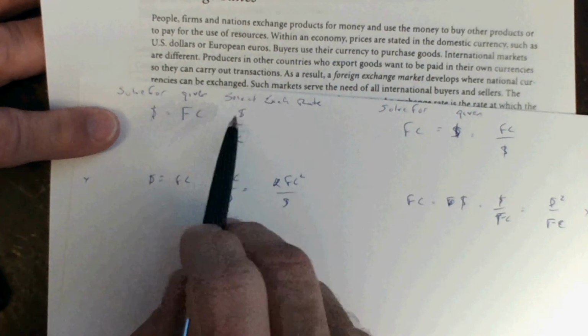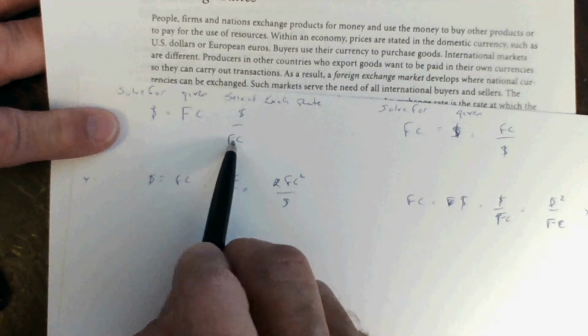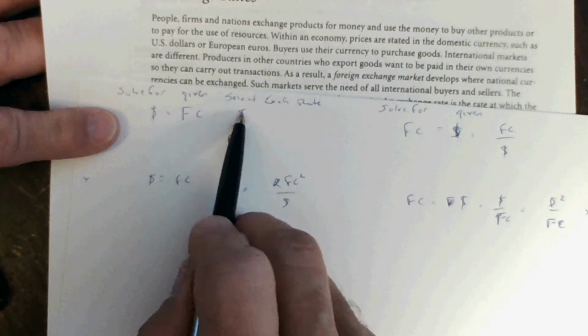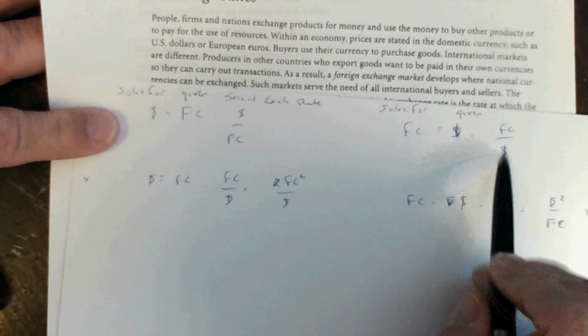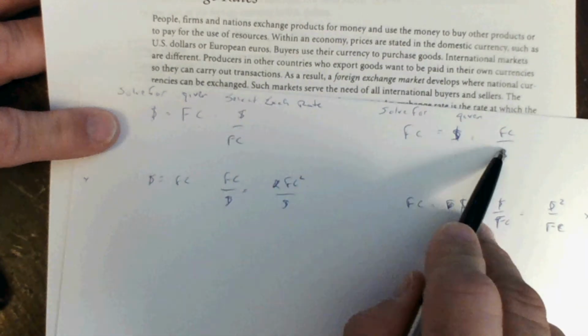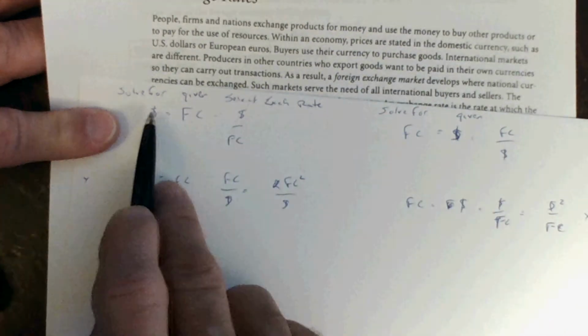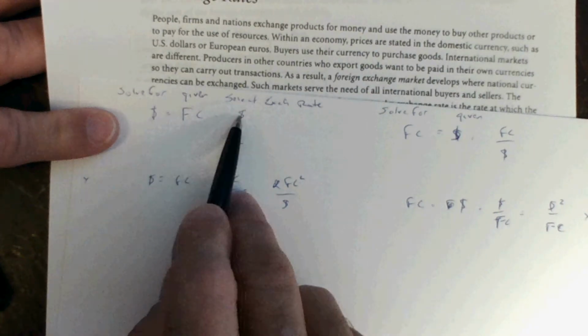Now, an exchange rate is how much you have to pay to get a foreign currency. So the two exchange rates are either dollars per foreign currency or foreign currency per dollar. They're inverses. So when the value of one currency goes up, the value of the other currency has to be going down. So if you want to solve for dollars, you're going to use dollars per foreign currency.